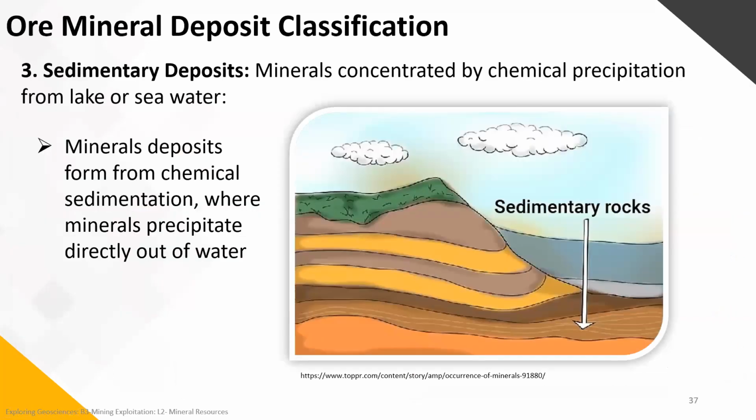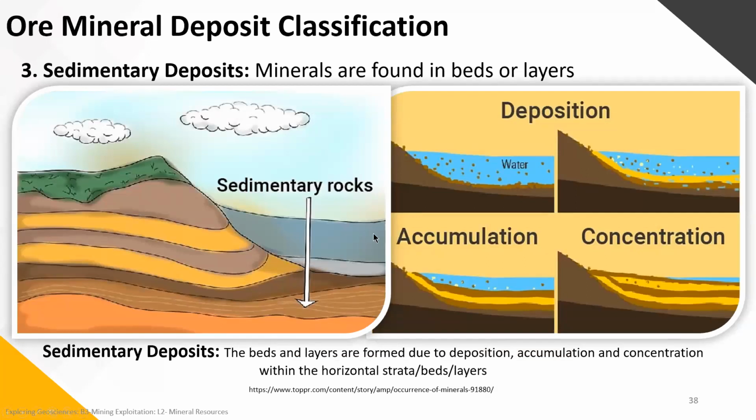If we move on to the sedimentary deposits, basically minerals concentrate by chemical precipitation from lake or seawater. The minerals deposit from the chemical sedimentation where the minerals precipitate directly out of water. So, of course, they will also respect the trend of our sedimentary host rocks. If we have bedded horizons, our deposits will be stratiform and bedded within these horizons. The minerals are found in beds or layers for the sedimentary rocks.